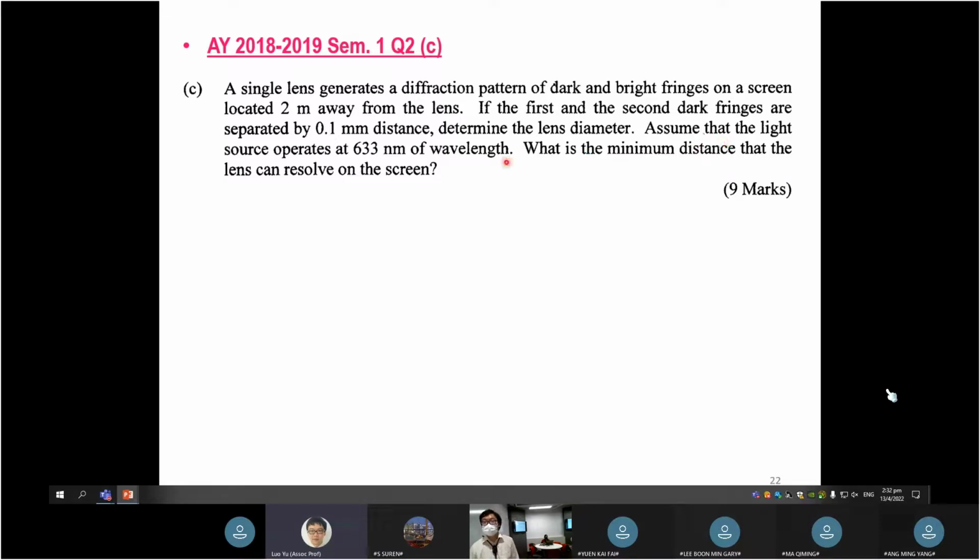Then given the wavelength of light, I want you to calculate the minimum distance that this lens can resolve. So it's the resolving power. Find out the theta minimum and then get what is the d minimum.